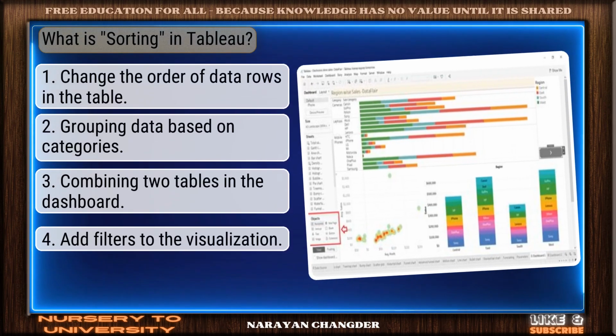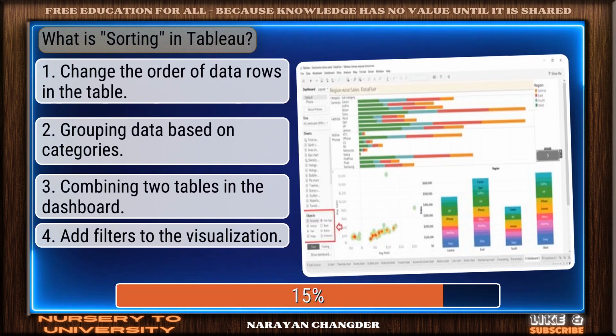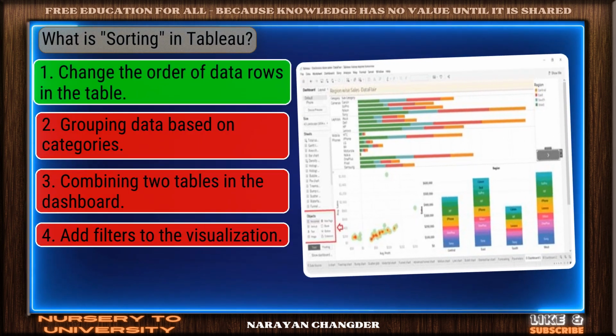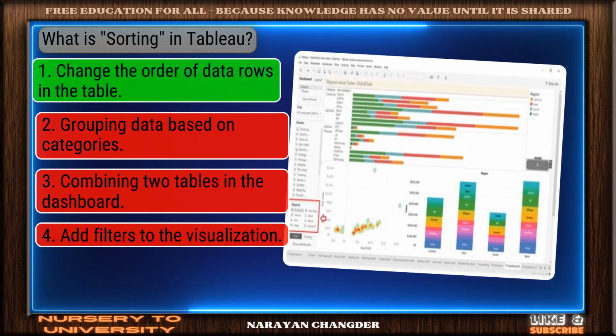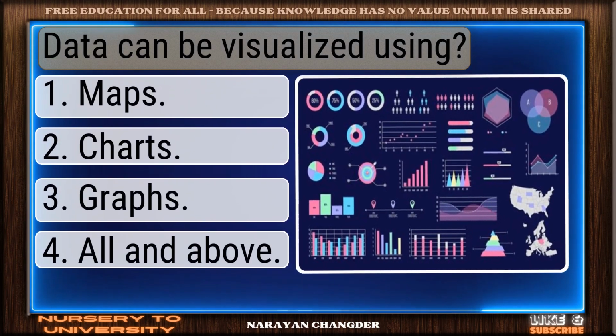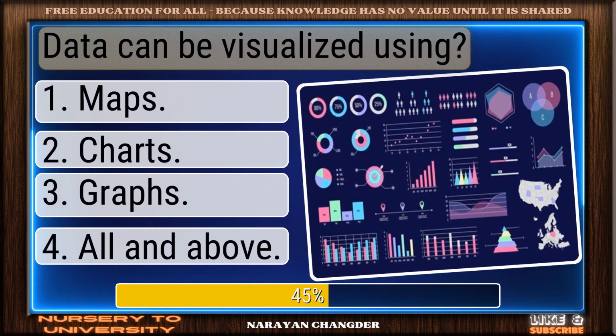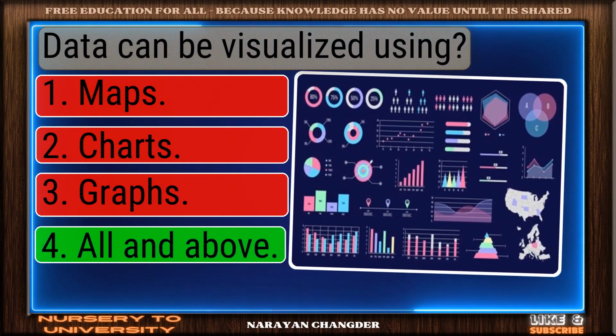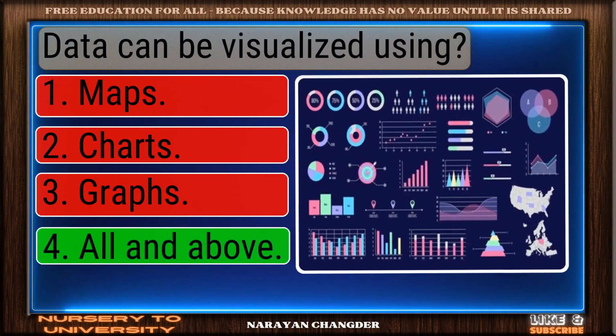Question number 69. What is sorting in Tableau? You're right. Change the order of data rows in the table is the correct answer. Question number 70. Data can be visualized using? Correct. All of the above is the right answer.